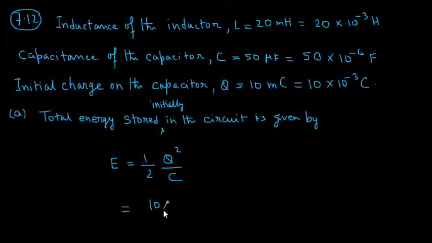So E is equal to (10 into 10 to the power minus 3) whole squared, upon 2 into 50 multiplied by 10 to the power minus 6. Upon solving, we get 1 joule.